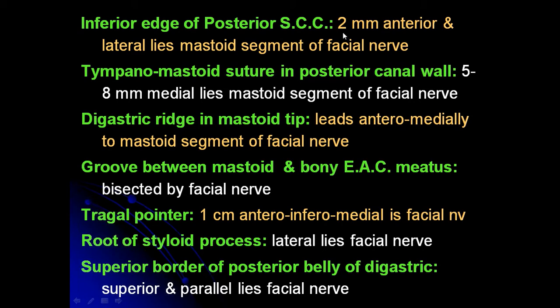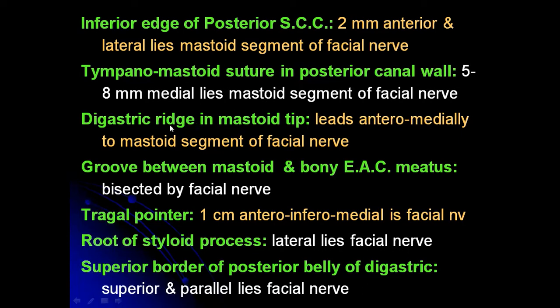So inferior edge of the posterior semicircular canal. As you could see, behind the facial nerve will be the posterior semicircular canal. And you have to remember the tympanomastoid suture also. The facial nerve runs behind the external auditory canal medially. So from the tympanomastoid suture, if you go 5 to 8 millimeters medially, you will get the mastoid segment, that is the vertical segment. So the facial nerve goes like this in the canal, goes back, the first genu, comes down as second genu. After the second genu, it passes behind the external auditory canal, that is behind the tympanomastoid suture. You should understand that.